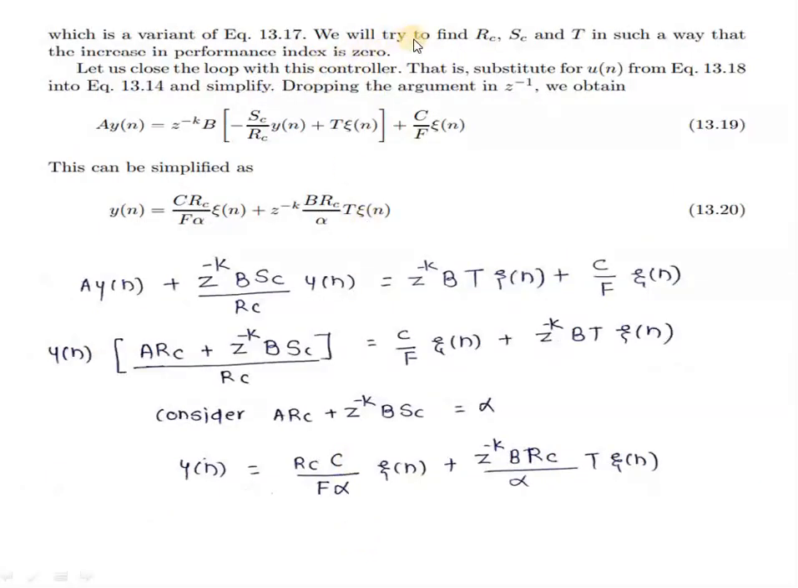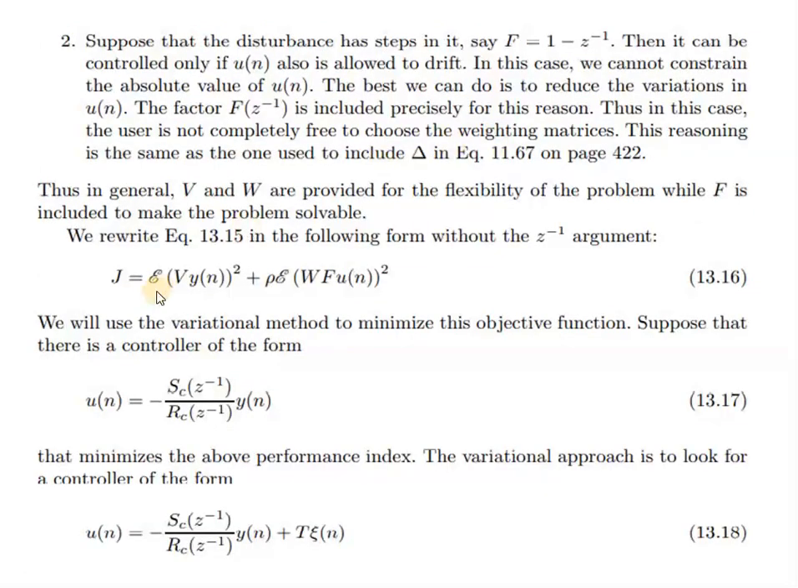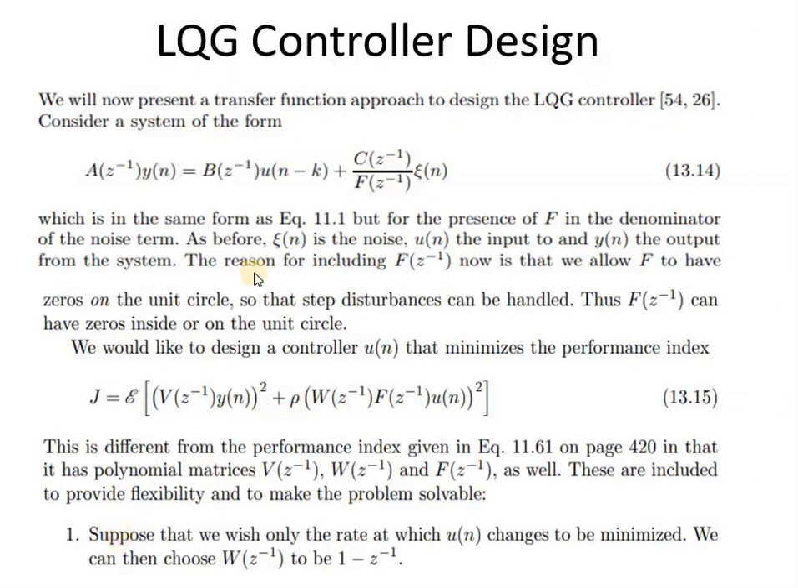In the previous equation, we have to find RC, SC and T such that the increase in the performance index is equal to 0. Let's see how we find this RC, SC and T. We put this control effort, that is u of n, in the previous equation. We have to put the value of u of n in this equation.